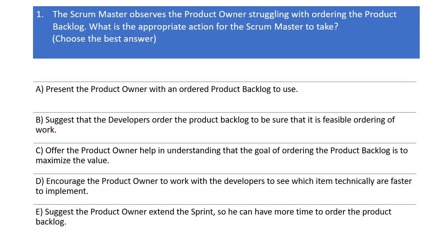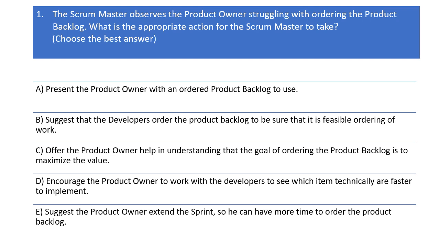Question number 1. The Scrum Master observes the product owner struggling with ordering the product backlog. What is the appropriate action for the Scrum Master to take? Choose the best answer. Option A. Present the product owner with an ordered product backlog to use. Option B. Suggest that the developers order the product backlog to be sure that it is feasible ordering of work.